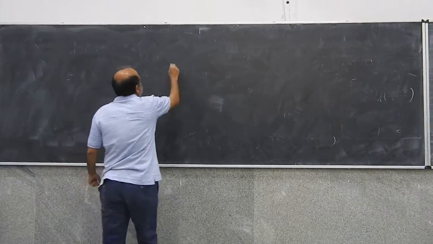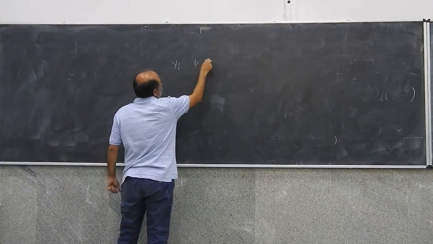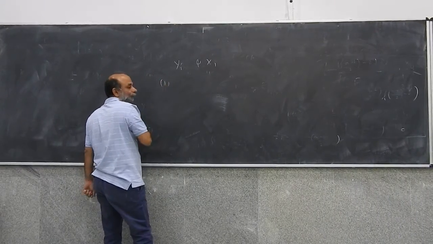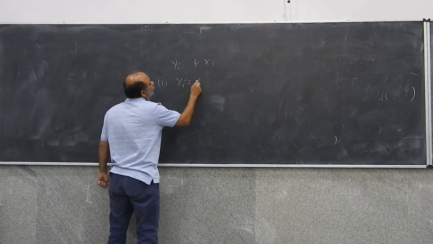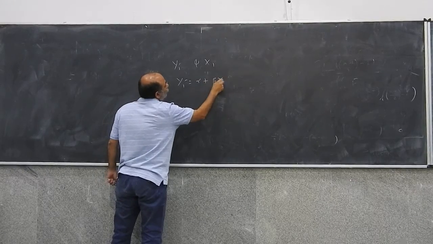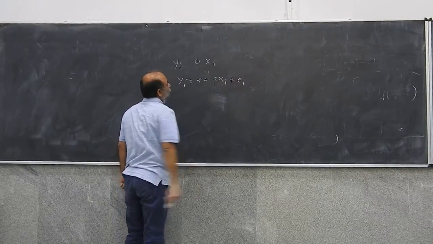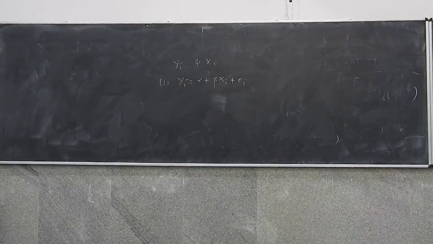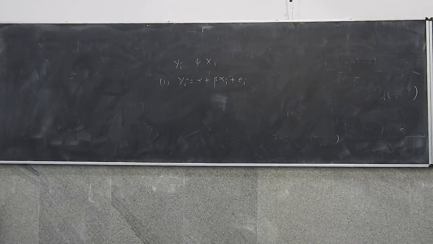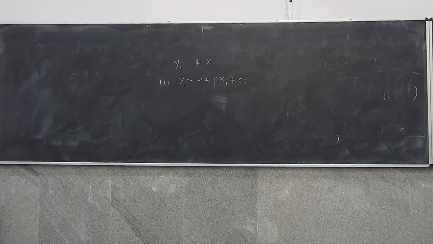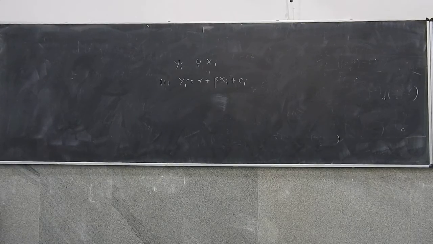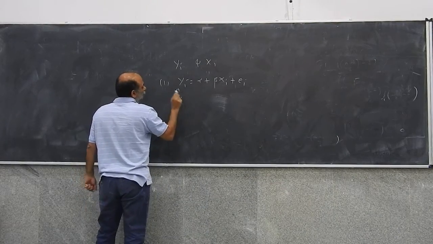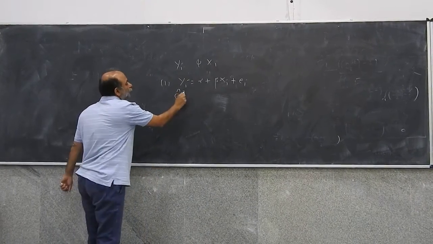So suppose you have data. Step 1, you do the regression y is equal to alpha plus beta x_i plus e. Then you obtain e hat i square.